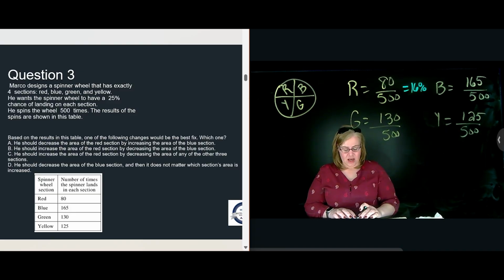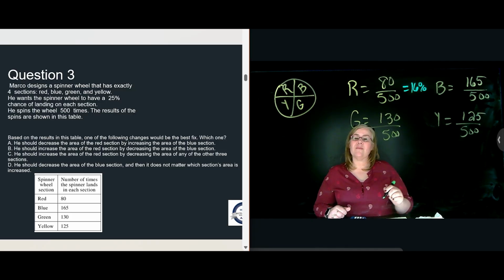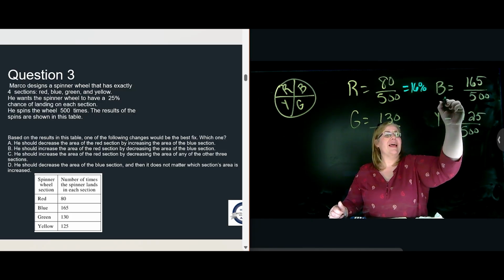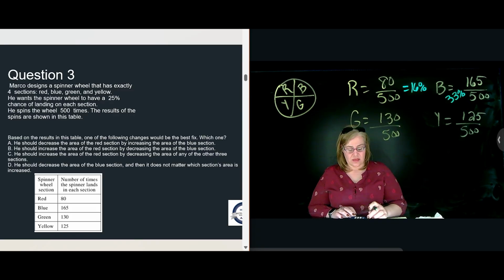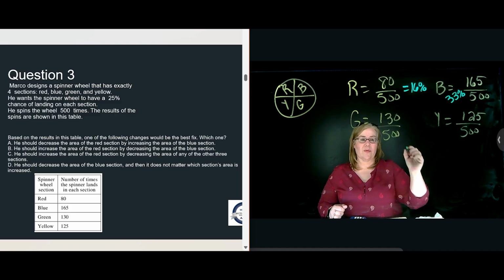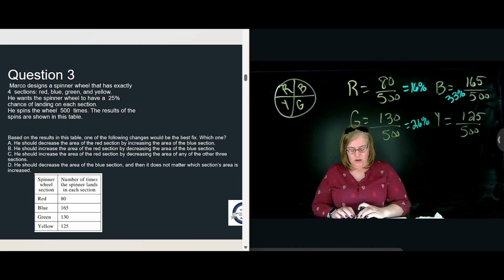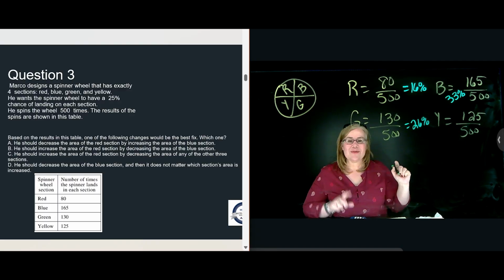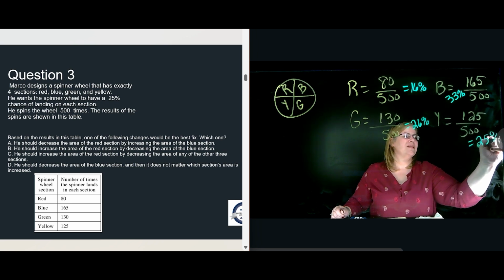I take this 165 and divide it by 500, moving my decimal 2 places to the right, and I get 33%. Take that 130 and divide it by 500, and move my decimal 2 places to the right, and I get 26%. Take that 125 and divide it by 500. Moving that decimal 2 places to the right, I've got 25%.